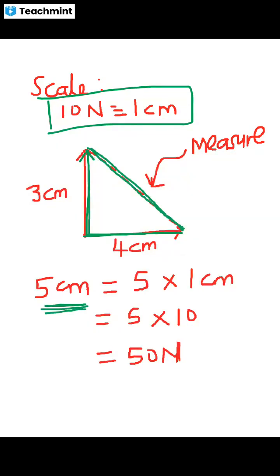Now, 5 centimeters is like saying 5 times 1 centimeter. And you already know that 1 centimeter is standing for 10 Newton. So 5 times 1 centimeter is like 5 times 10 Newton. And your answer is going to be 50 Newton. If we apply formula to solve this vector, we are still going to get 50 Newton. So we are going to learn how to use the formula to solve this in our next video on vector.